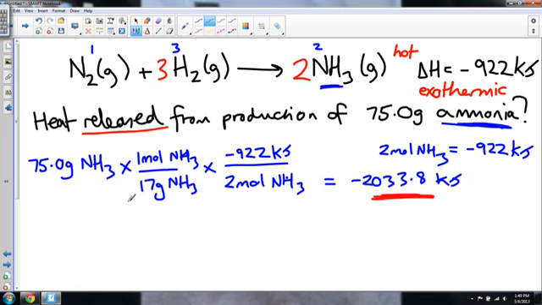But what if we had to show this to 3 significant figures, because that's 3 here? Well, that is just negative 2030 kilojoules. All right, but that's how we get to the answer, and that is how you relate energy and chemical reactions together.